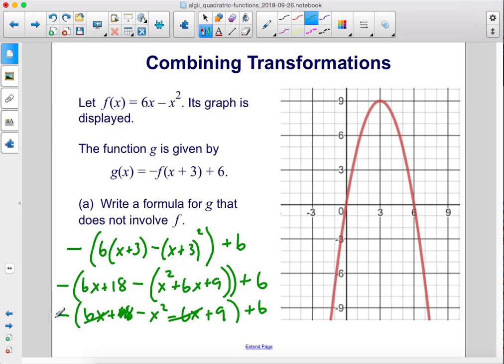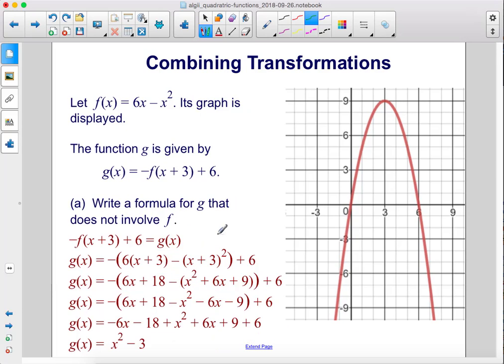And then we're going to have this negative sign that we can now distribute in there. Negative x squared gives us positive x squared minus 9 plus 6, which equals x squared minus 3. So this is our new function. All right, so here's all the work, and we end up with x squared minus 3. On the next slide, we're going to sketch it out.